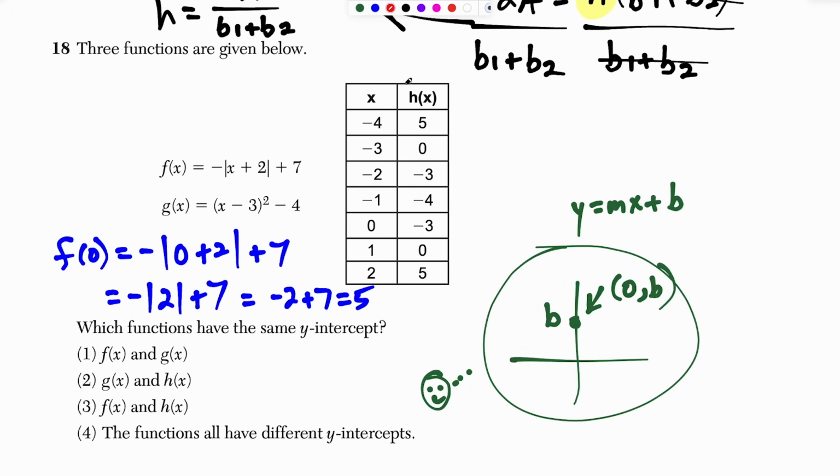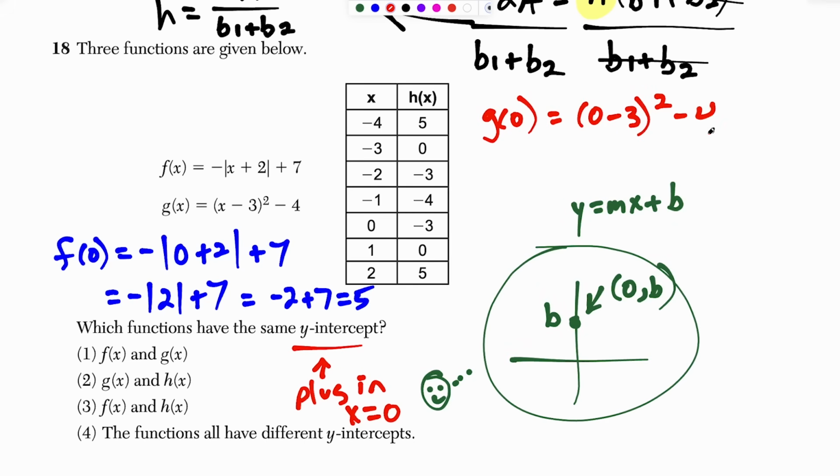And now I do this for g of x. I'm going to plug in x equals 0. So g of 0 would give us 0 minus 3 in parentheses squared, and then minus 4. So g of 0 equals negative 3 squared minus 4, which gives us 9 minus 4, which is also 5. So you see how g of 0 is 5, which tells us the y-intercept for f of x and g of x is the same. So which functions have the same y-intercept? We could just say f of x and g of x right away.